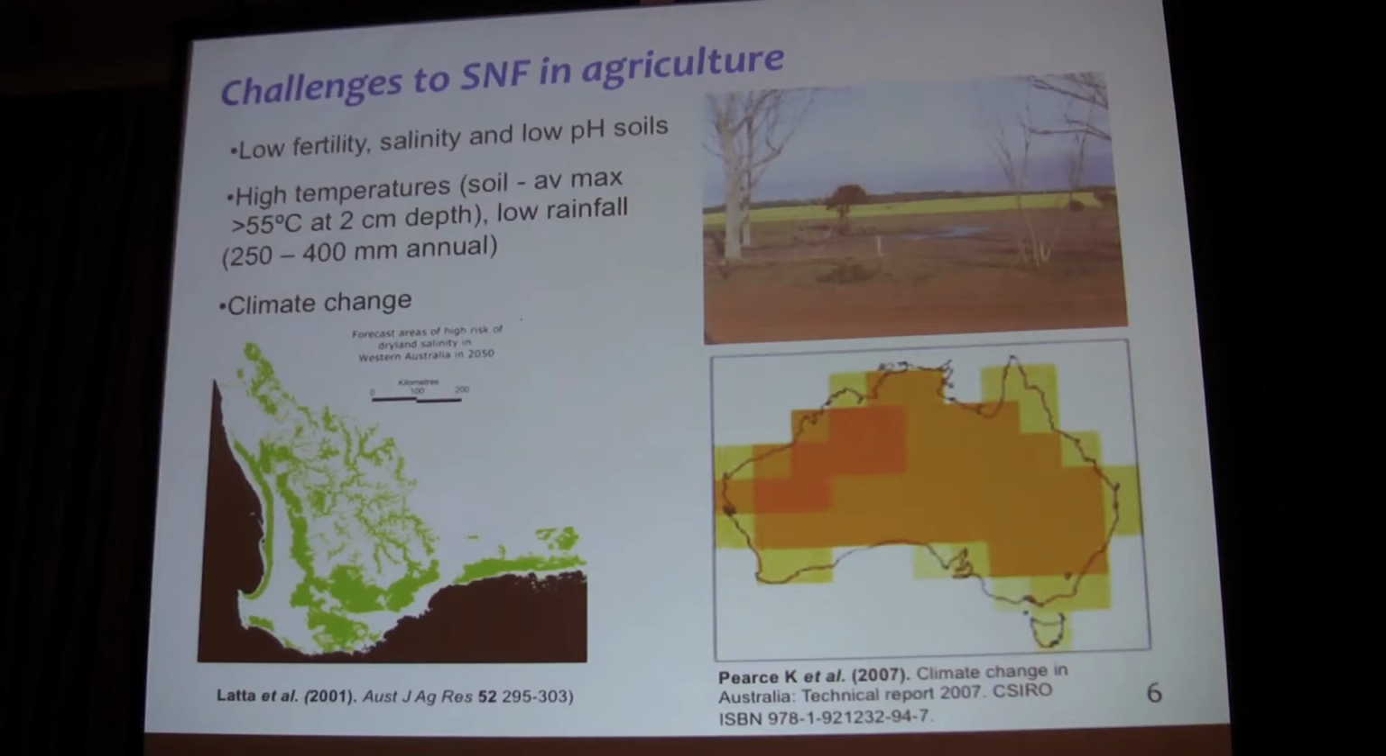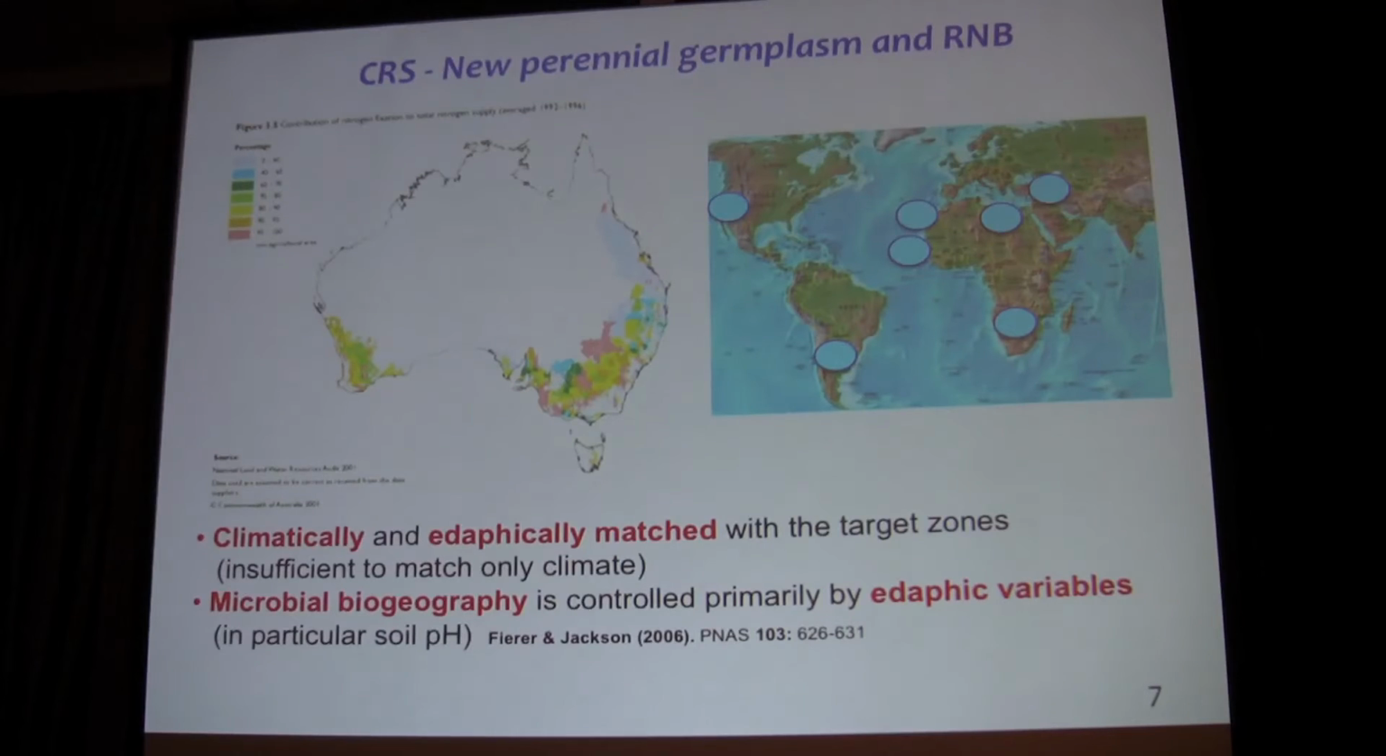The more intense the orange colour, the more the change in the temperature. They're predicting that by 2050 we'll have a 4 to 6 degree temperature rise in the southwestern corner of Australia. So that, coupled once again to the existing problems we've got with high temperature and low rainfall, means we've got a real problem establishing symbioses in these areas.